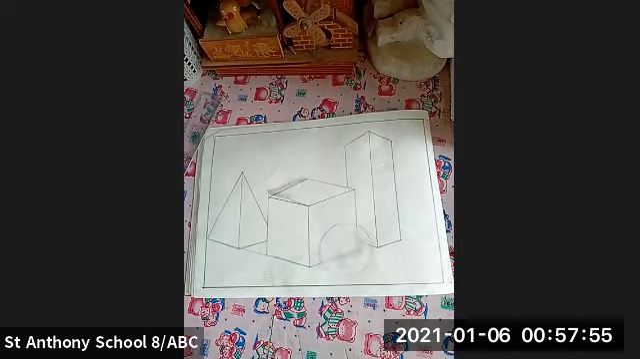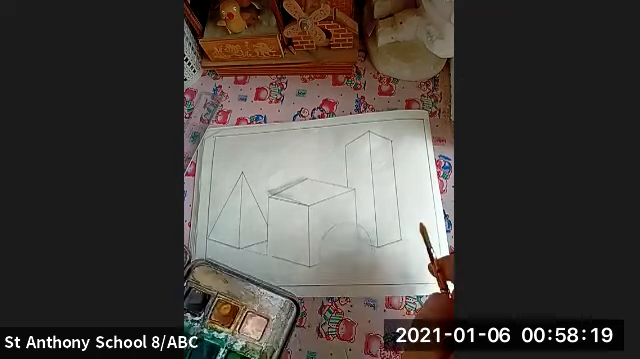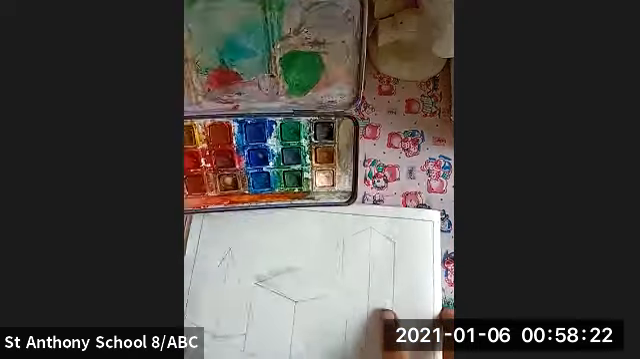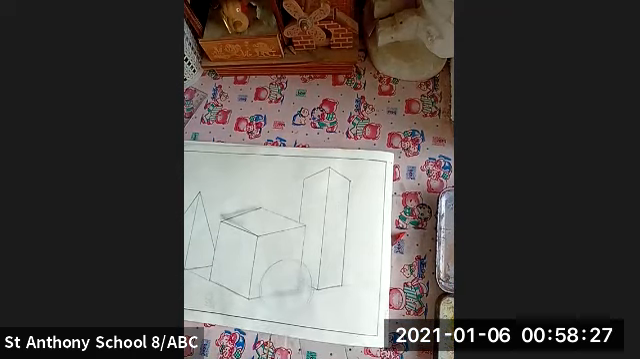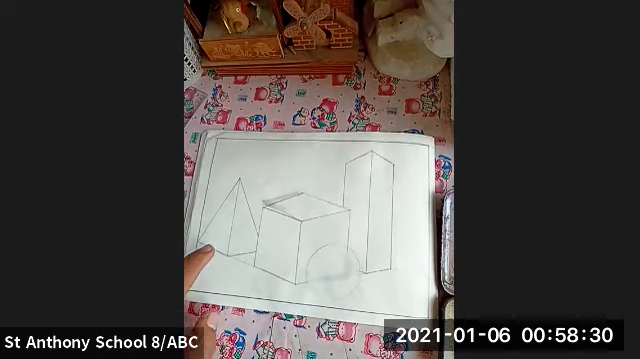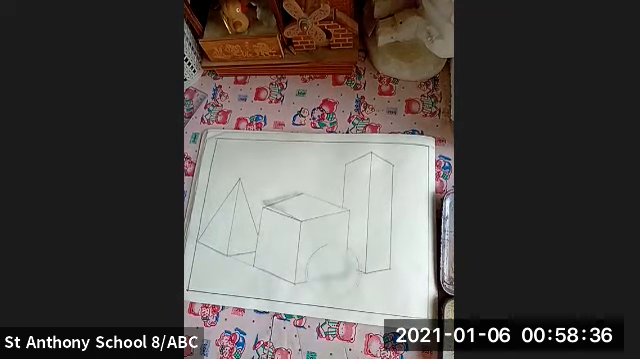So in this, I'm going to use watercolor. Okay, if you have watercolor, you can use watercolor. If you want to use oil pastels, you can use oil pastels also. Okay, it's up to you. Whatever color or medium you want, you can use. So here I'm going to color this with my watercolor. Just pay attention to this. I hope each and everyone can see this. There is a pyramid, there is a cube, there is a sphere, and there is a cuboid over there.